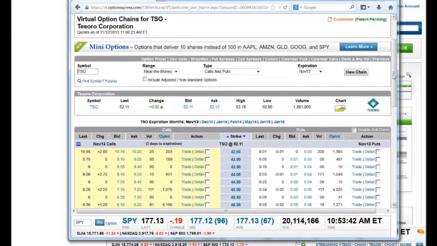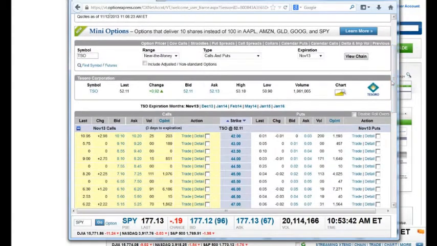So remember, options are available in specific months at specific prices. For Tesoro here, right here are the specific months. We've got November, and notice it says November 13 and then December 13. Those are not dates. That's not November 13th. That is the month and the year. Remember that. It's always the month and the year.